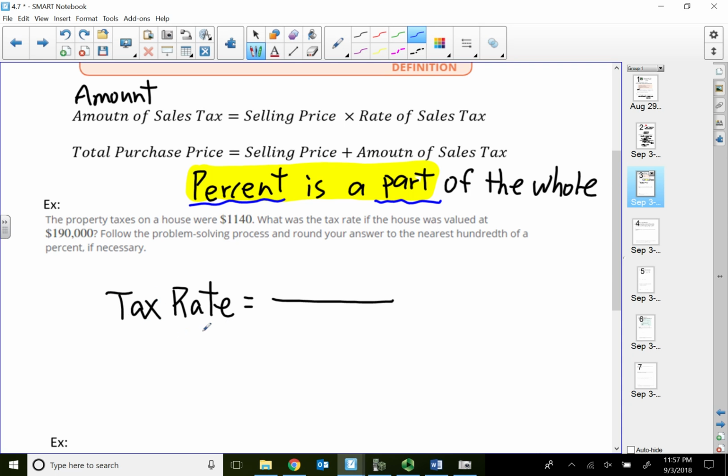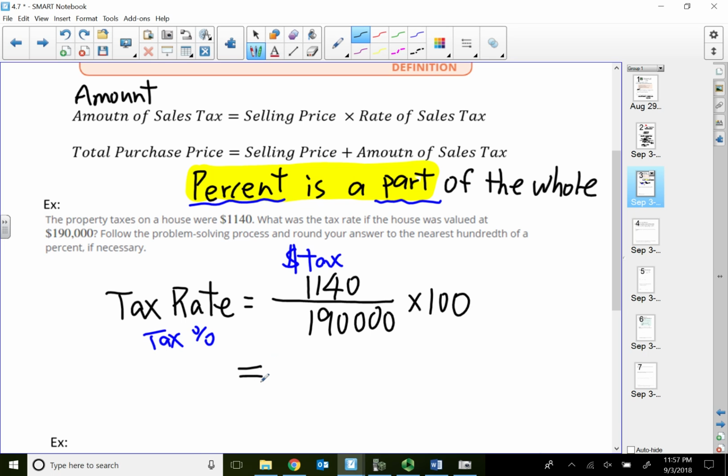So this tax rate percentage has the same meaning as the part up here. That means this part has to be tax in terms of dollars, and this is tax in terms of percentage. They mean the same thing, just in two different units. So part over the whole: the property tax in dollars is a part of the total house value, $190,000. Part over the whole times 100 will give me my tax rate.